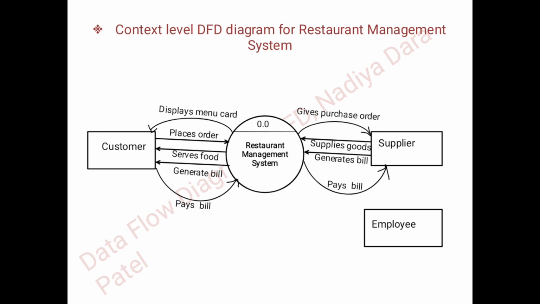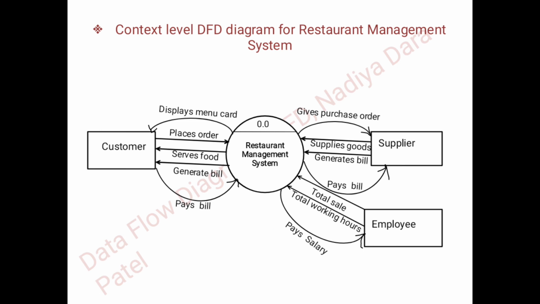Now let us complete the third entity. Employee is going to give the total sale to the restaurant. Employee is also going to give total working hours. If the salary is calculated on the basis of working hours, he will have to give the working hours. Further, the restaurant is going to pay the salary. So this is how you should draw your context level DFD.